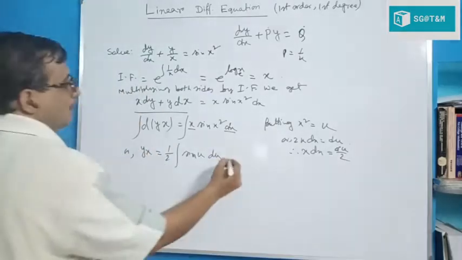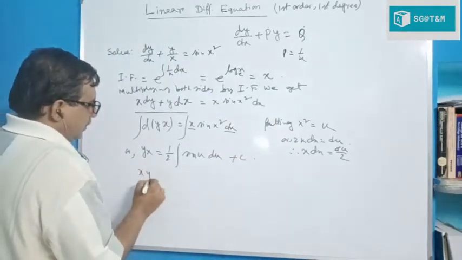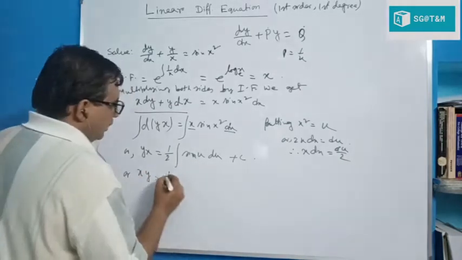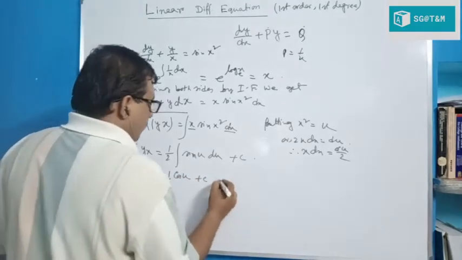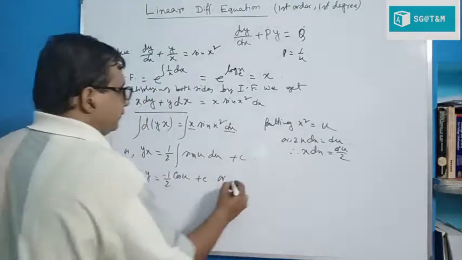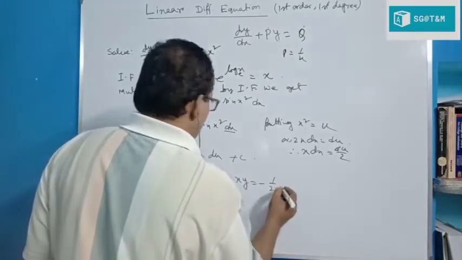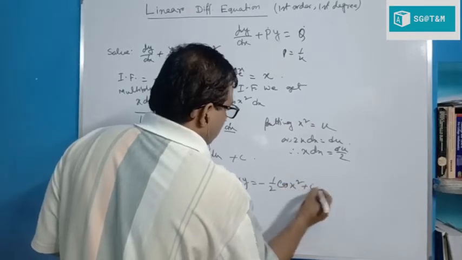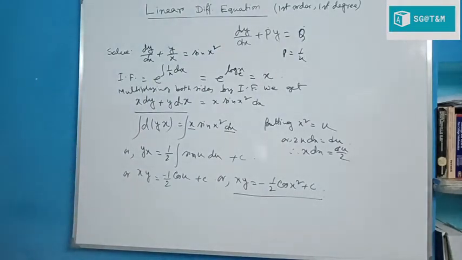Take the integration constant also. So x into y is equal to half integration of sin u, which is nothing but minus cos u plus c. Now put the value of u. So x into y is equal to minus 1 by 2 cos of x square plus c. This is the general solution of the given equation.